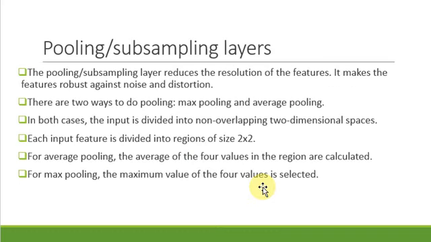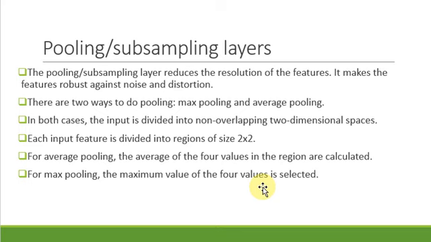Okay, the next layer is the pooling or subsampling layer. In the pooling layer, what we do is we divide the input features into regions. Each region has a size of 2 cross 2. The pooling layer is used to reduce the resolution of the feature. It makes the feature robust against noise and distortion. Okay, so we have two types of pooling. First is max pooling and second is average pooling.